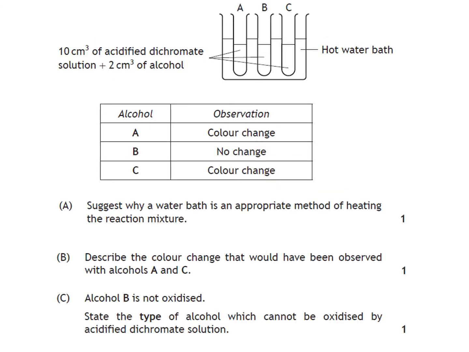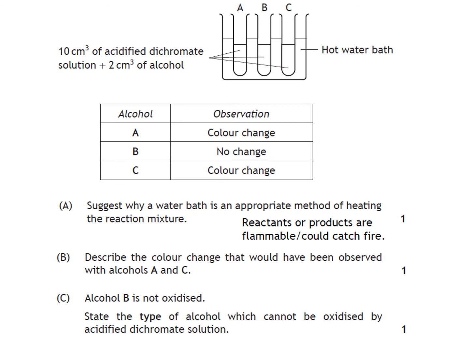So 3 questions here. So why is a water bath used? Well, a water bath is used because the chemicals that we're using, the reactants and the products, are flammable. They could catch fire. So we can use a water bath as opposed to using a Bunsen burner. It's a lot safer. Describe the colour change that would have been observed with alcohols A and C.